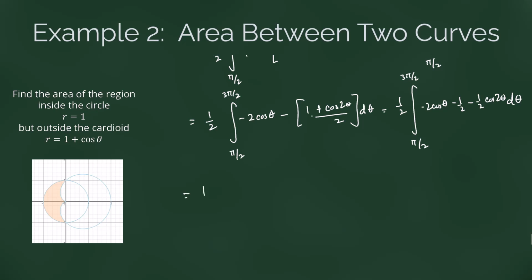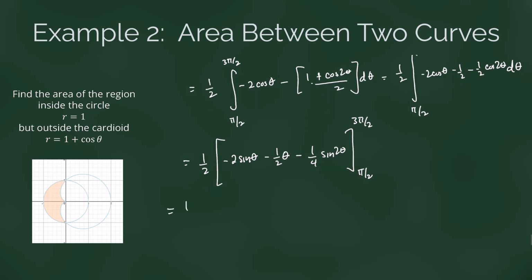So we have 1/2 times the antiderivative of negative 2 cosine theta, which is negative 2 sine theta. The antiderivative of negative 1/2 is negative 1/2 theta. And the antiderivative of negative 1/2 cosine 2 theta is going to be negative 1/4 the sine of 2 theta. And that's all going to be from pi over 2 to 3 pi over 2. Plugging in, we get negative 2 times the sine of 3 pi over 2, which is negative 1, minus 1/2 times 3 pi over 2. And then we get minus 1/4 the sine of 3 pi, which is 0.